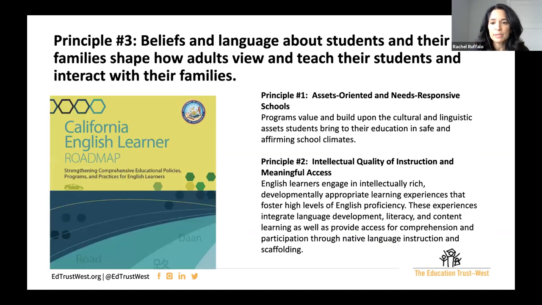And then the third principle is that beliefs and language about students and their families shape how adults view and teach students. And so we wanted to be very mindful of being assets oriented in our language, in our approach, and in our practices. And we based a lot of our work on the California English Learner Roadmap, especially principle number one, assets oriented and needs responsive schools.